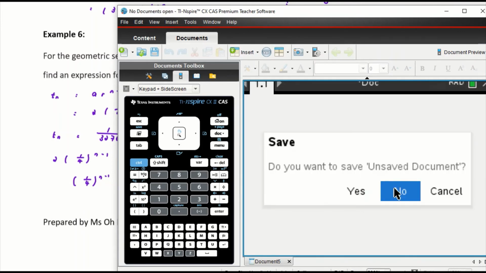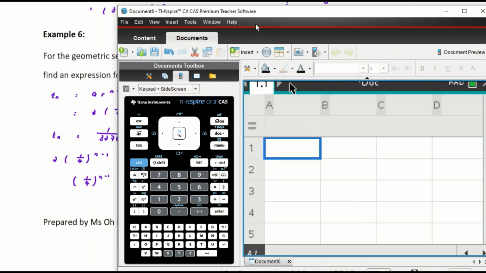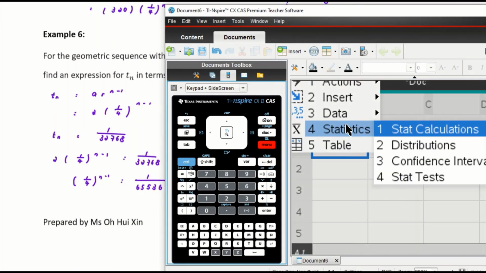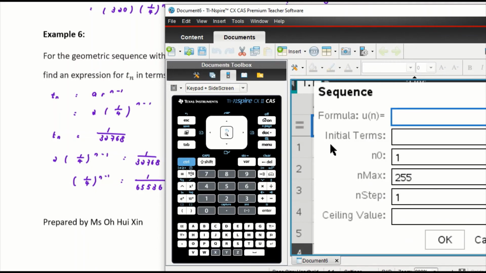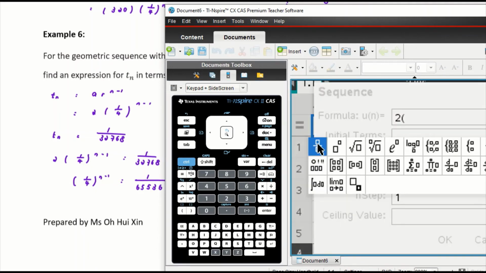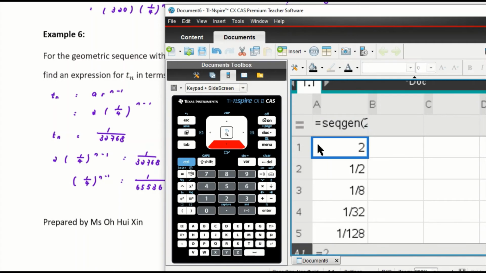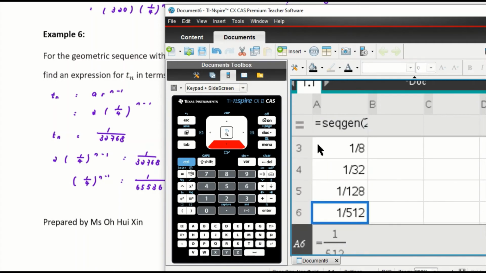So open a new document. So list and spreadsheet. So now we key in exactly the same thing and see what happens. Okay, so 2, 1 over 4, 1 over 4 and then power n minus 1. Okay, initial term is 2. Then now we just type everything, then okay. So you see all your answers now are in terms of fractions.